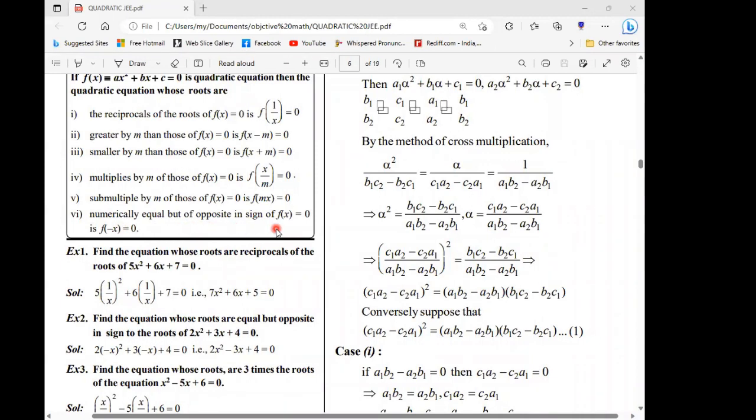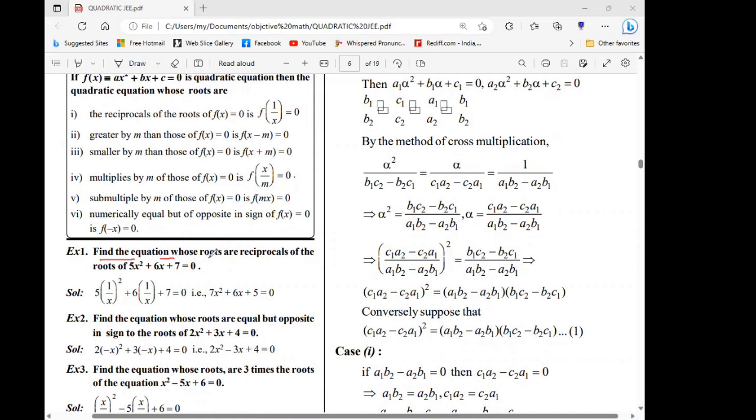Numerically equal but opposite in sign. That means minus alpha and minus beta. Numerically equal but opposite in sign. That means the new roots are minus alpha, minus beta. Then the equation will be f of minus x equal to 0. So using these concepts, the questions are as follows.